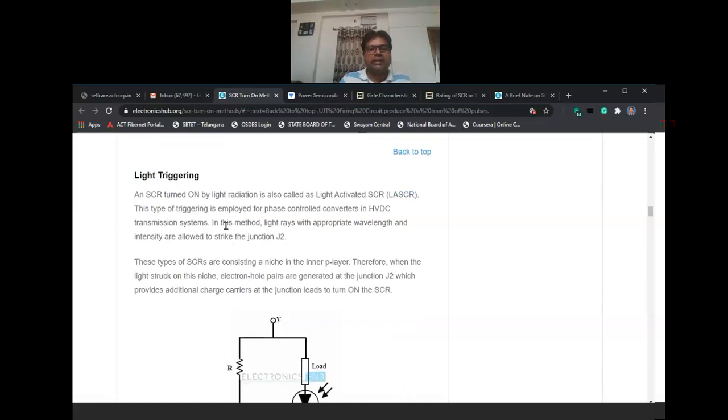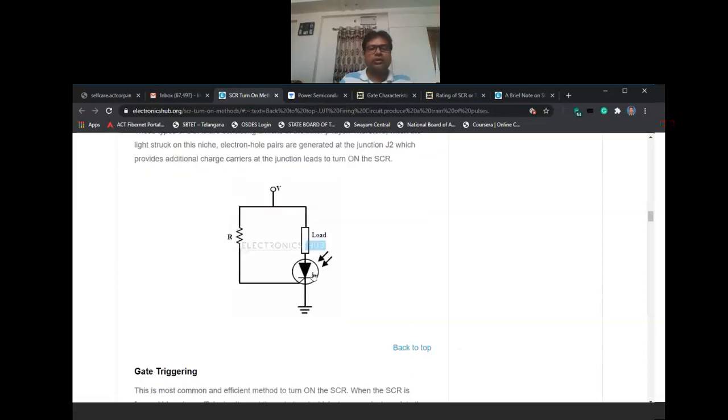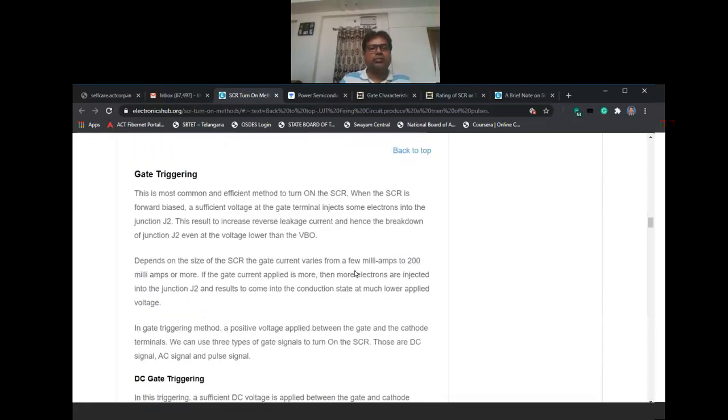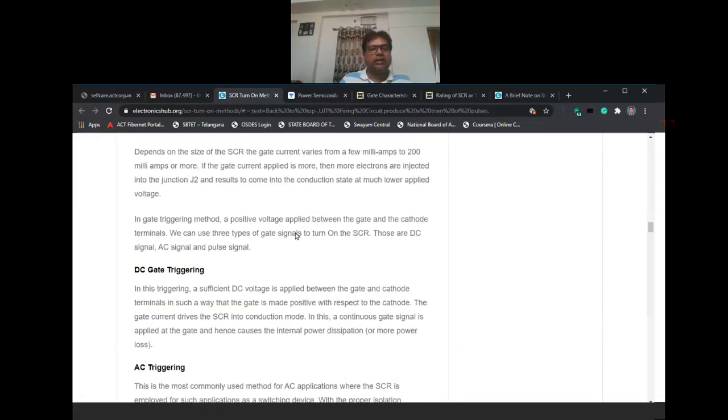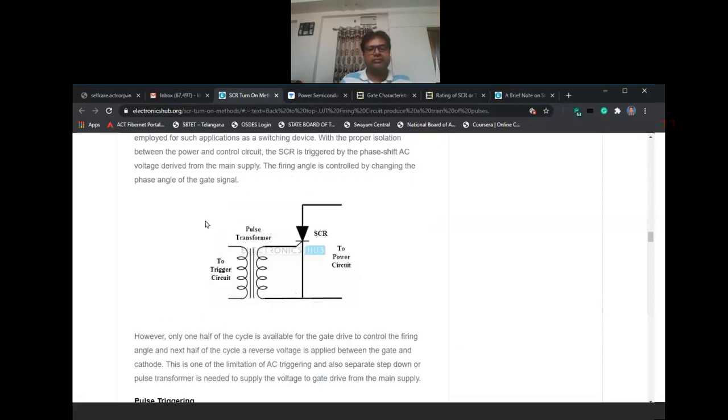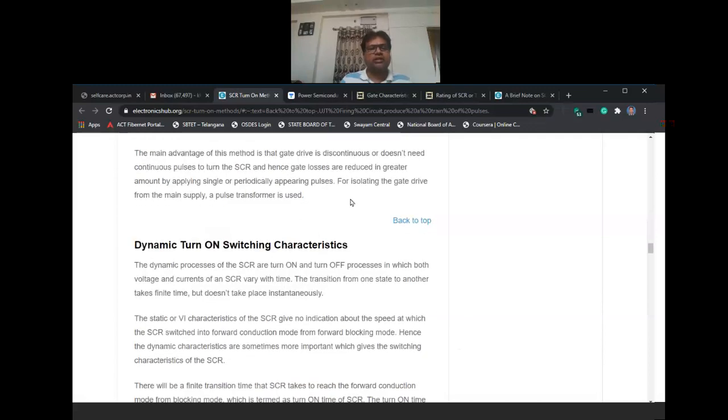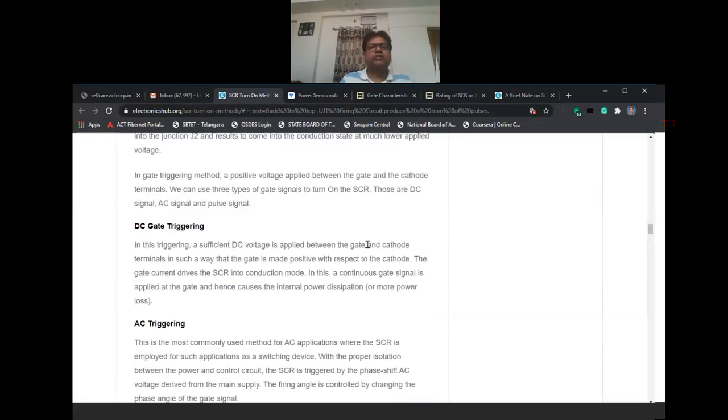The other one, light triggering, is used in opto electronics or light trigger devices or LASCR, as it is shown over here. When light falls on it, it will conduct. And the most important thing which we are going to discuss here is gate triggering. Again, it is DC gate triggering, AC gate triggering, pulse triggering, and these things. Only the gate triggering by UJT, that is uni junction transistor, will be discussed now.